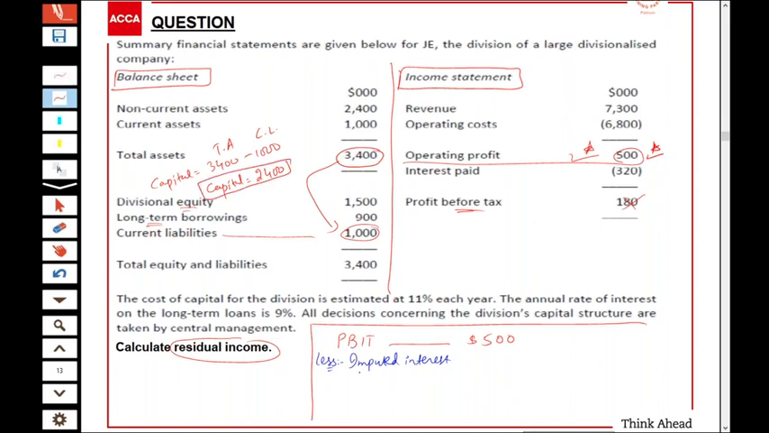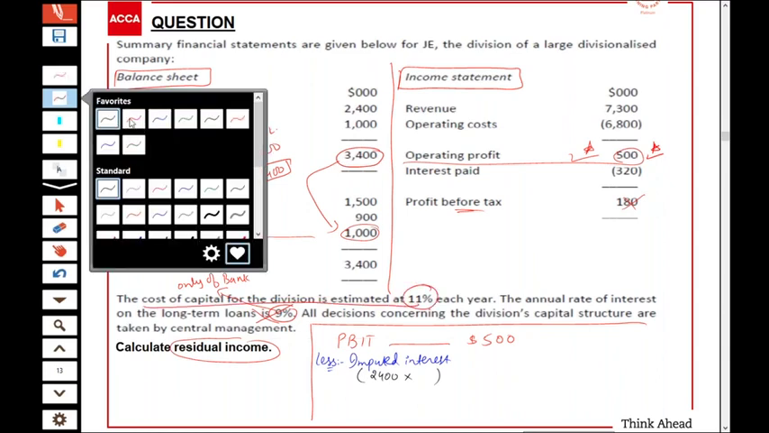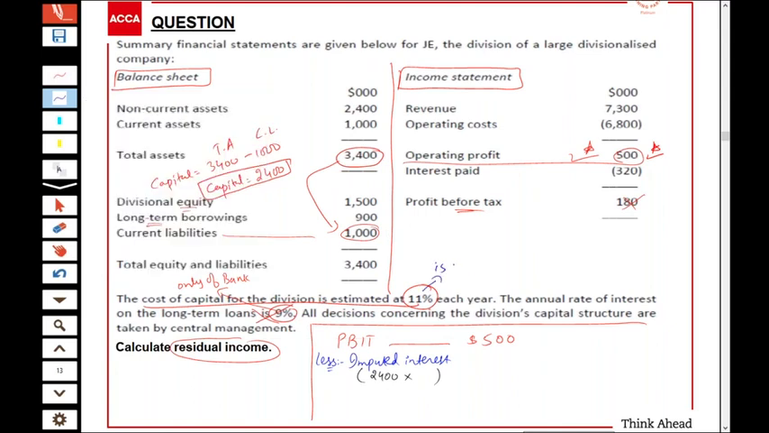So imputed interest is calculated as capital, which is 2,400, multiplied by cost of capital. Now see that there are two interests. Number one is the cost of capital, 11%, and the long-term loan is 9%. We will not be taking 9%, because this is only of the bank, and the cost of capital is 11%. 11% is the complete cost of capital from all the finance providers, not just the bank.